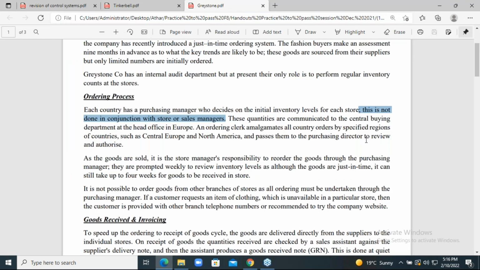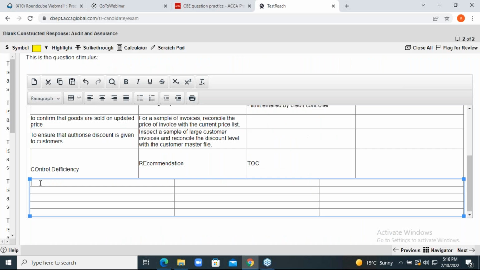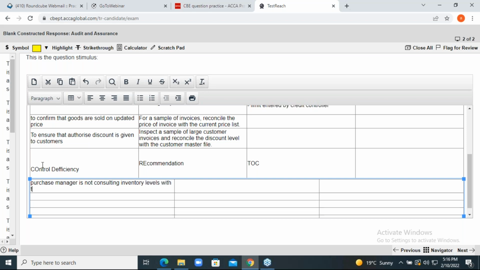So what is the control deficiency here? The sales manager or store manager is not consulted. This is the important point. Now we will start writing the control deficiency from the data itself. Now what is happening? The purchase manager is not consulting inventory levels with the concerned store manager. Now this is the fact.